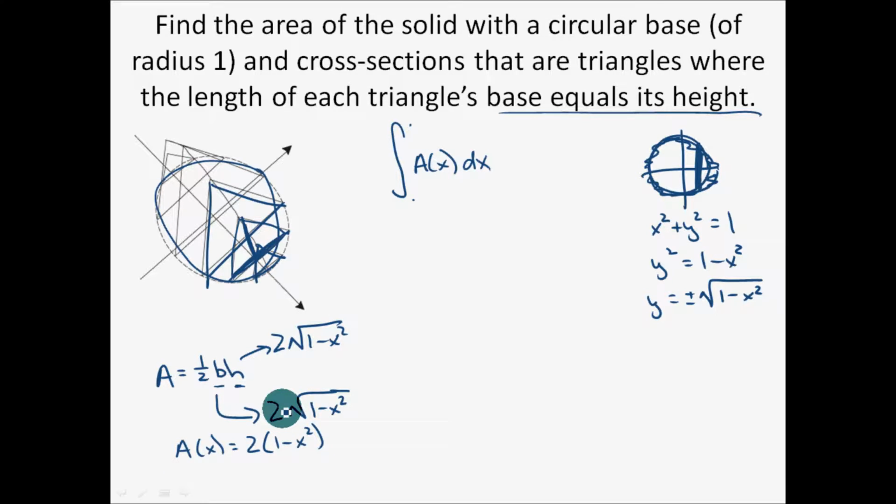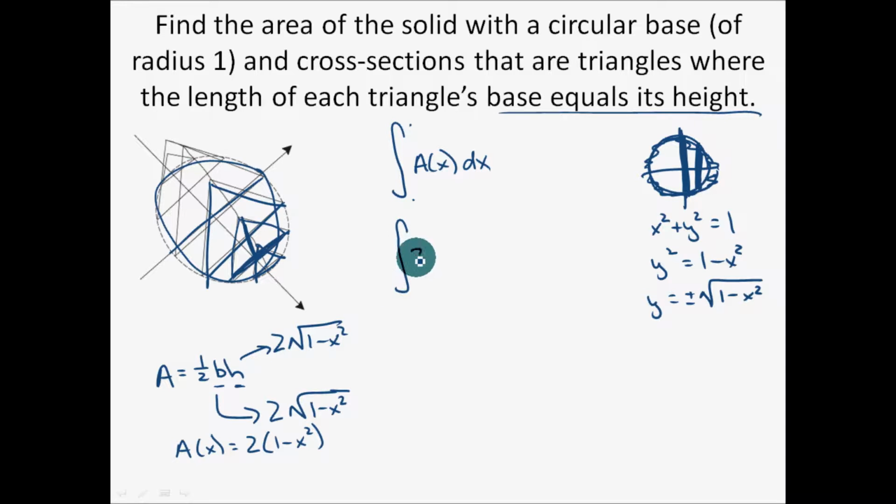Okay, so let's double check. Let's see the triangle that's right in the middle. Okay, so the triangle that's right here, its x-coordinate is 0, right? So let's plug in 0. 1 minus 0 squared is 1. 2 times 1 is 2. And that's good, right? Because here the base should be 2. Since this circle has a radius of 1, we got 1 on the top, 1 on the bottom. Okay, so it seems like we're probably in good shape.